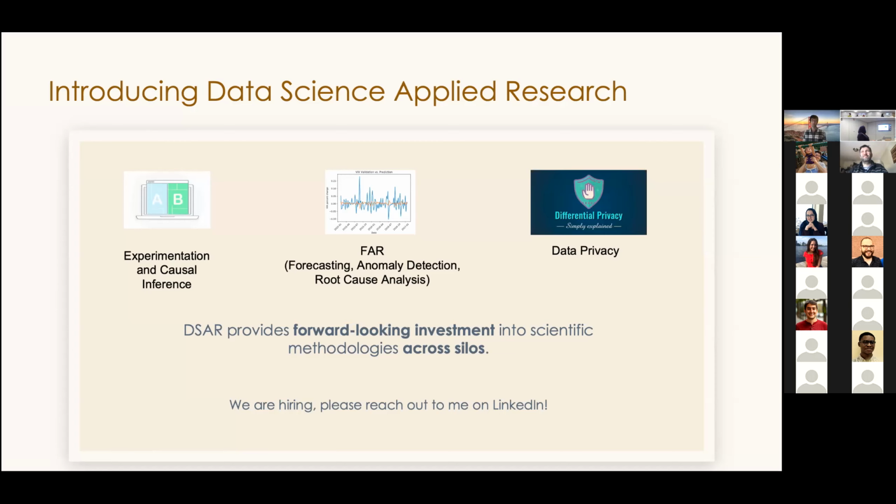I'm in the data science applied research team. It's made up of three different tracks. One is in experimentation and causal inference. Another one is in forecasting and anomaly detection with root cause analysis. That team just recently put out some open source forecasting tools called Greykite. And then there's also where we work on various technologies, including differential privacy. And we are hiring, so please reach out to me if you're interested.